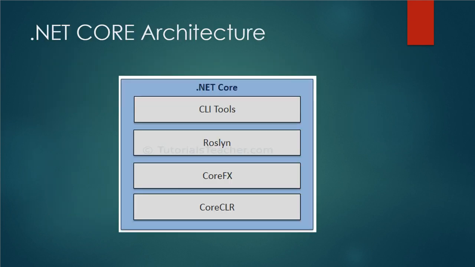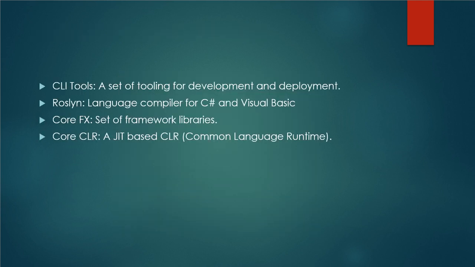Let's discuss the .NET Core architecture, where you can find similarities with .NET. .NET Core also has the CLR, the base class library, and the C# compiler. The new thing is the CLI tools. CLI is the command line interface where you can interact with .NET using command lines. You can build, run, and deploy everything from the command line. Then Roslyn is the language compiler for C# and Visual Basic.